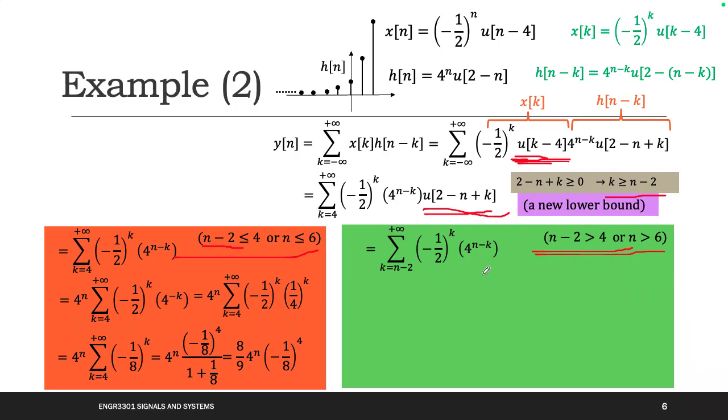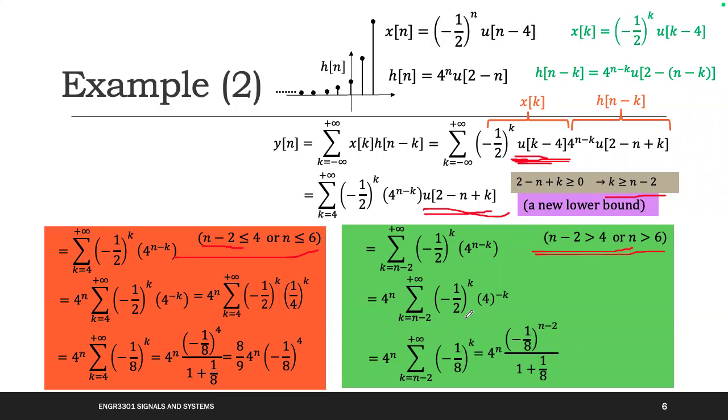And a similar thing, but just the lower boundary is different. Then you use this equation. But for this equation, the key is just to start from n minus 2, am I right? And here is n minus 2, like that. It's not like 4, am I right? Other things are the same. So your final results will be like this.